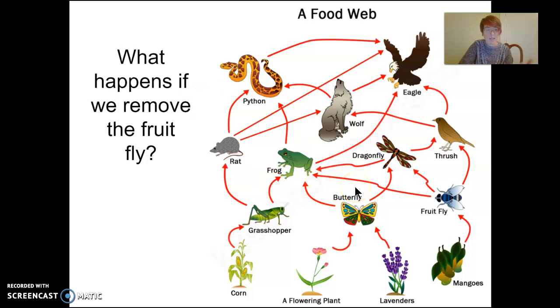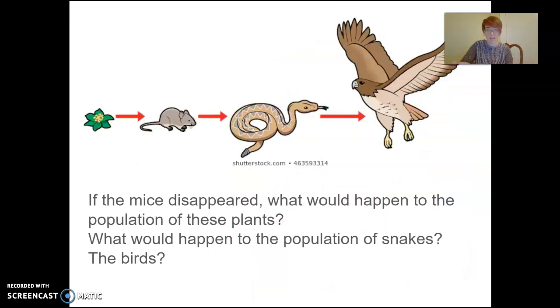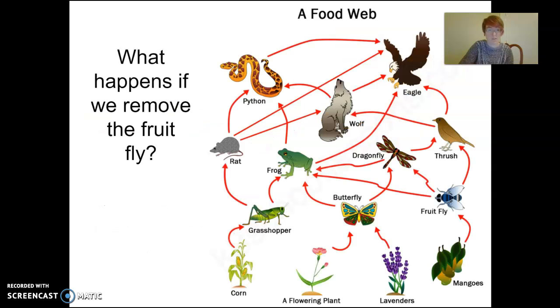So the more complex the food web, the less likely it is to just totally collapse when you take out one thing. If we look back at this, if you take out that mouse, the whole thing is going to fall apart. But the more interactions, the more arrows we have on our food web, the stronger it is and the less likely it is to all fall apart if there's a disturbance.